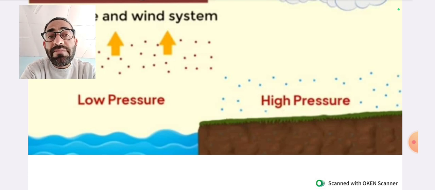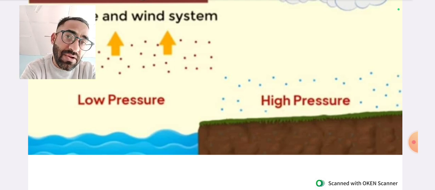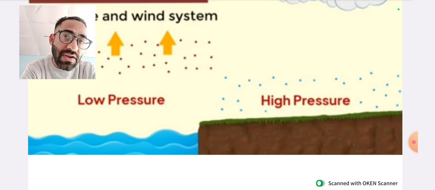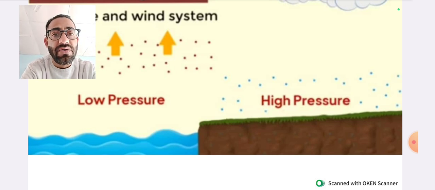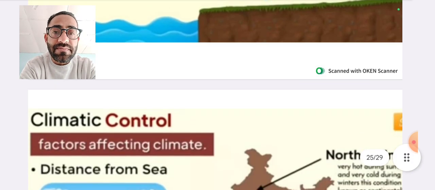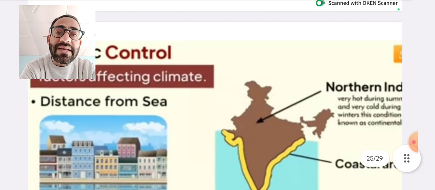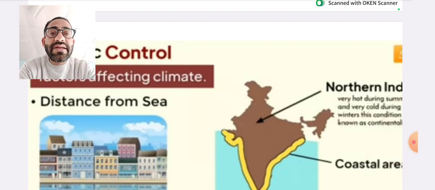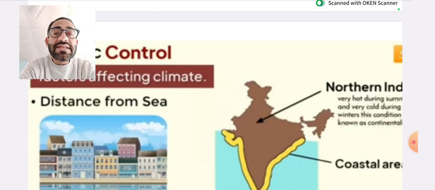One thing to be remembered is that the area which has a high temperature, pressure will be low there, and the area which has a low temperature, pressure will be high there, and vice versa. Okay. So pressure and winds affect the climate of a place. Another most important factor is distance from sea. Those areas which are situated near the sea, near the coast, experience a moderate type of climate due to the influence of the sea.